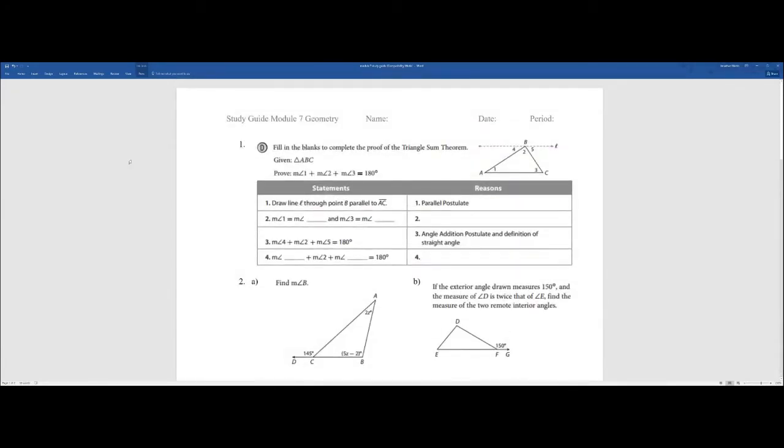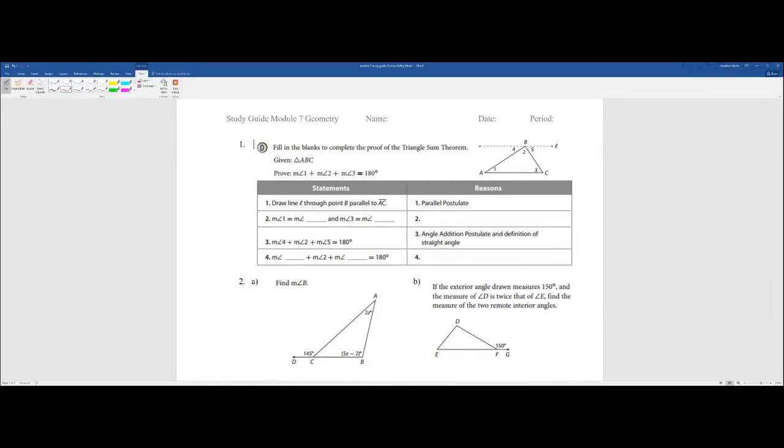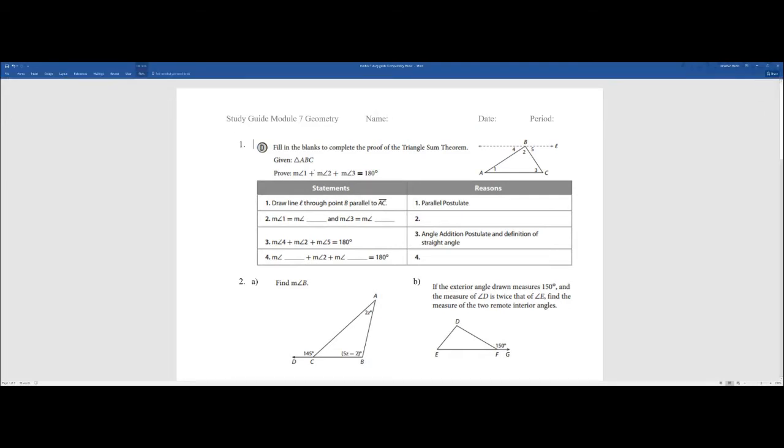All right. Hi, guys. So this is for Module 7 for the study guide. And today we're going to be looking at just basically our good old-fashioned review. So if we look at number 1, you'll see that we have to fill in the blanks to complete the proof of the triangle sum theorem.